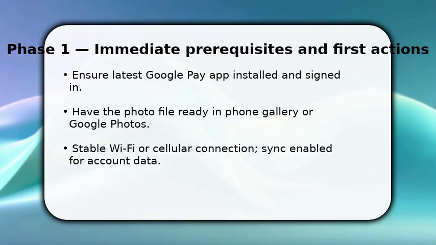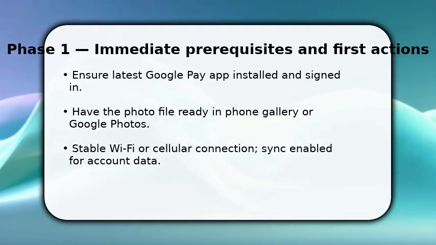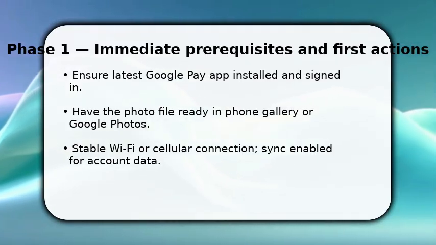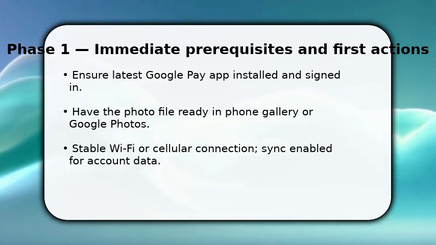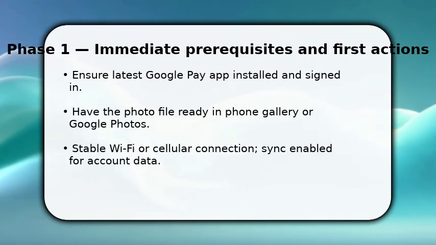You start by confirming prerequisites. You are signed into Google Pay and have the photo accessible in your phone's gallery or Google Photos. Open the Google Pay app now and tap your profile circle at the top right. This reveals account details and settings.